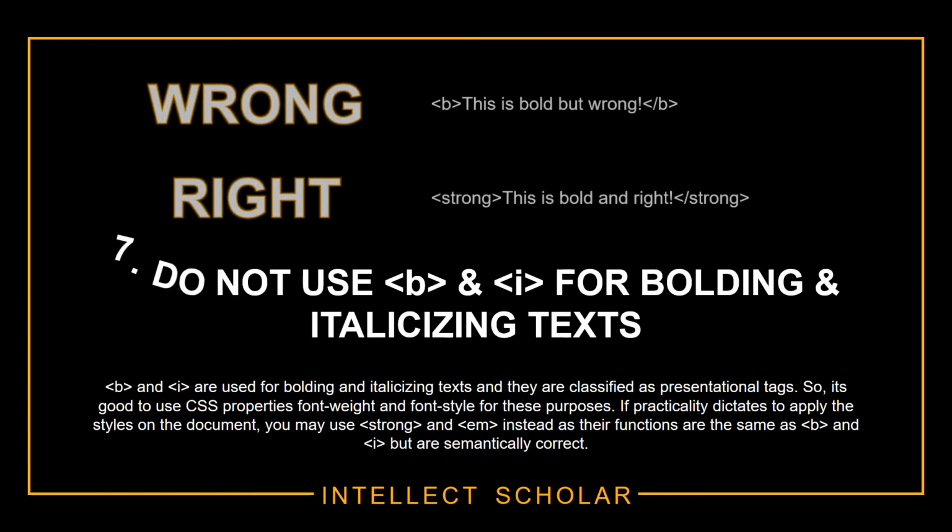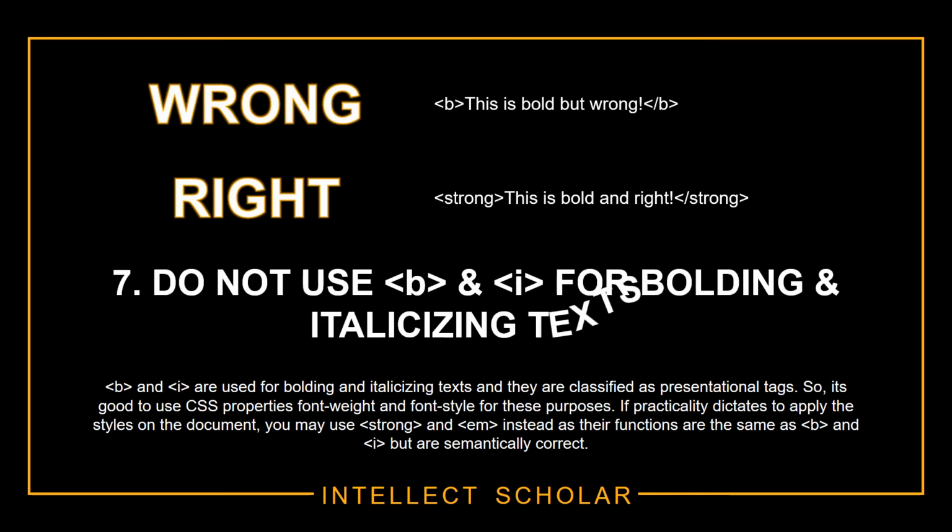Number 7. Do not use bold and italic tags for bolding and italicizing text. Bold and italic tags are used for bolding and italicizing text, and they are classified as presentational tags. So, it's good to use the CSS properties font-weight and font-style for these purposes. If practicality dictates applying the styles in the document, you may use strong and emphasize instead, as their functions are the same as bold and italic but are semantically correct.